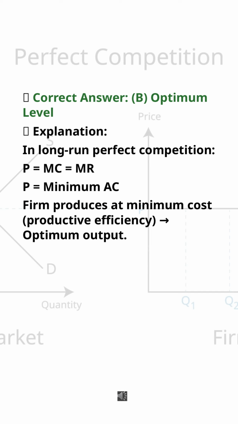In the context of long-run perfect competition, the key concept here is the optimum level of output. It's the point where the firm is perfectly balancing production costs and revenue, ensuring efficiency. So to sum up, the correct answer here is that the firm operates at this optimum level, where all these conditions, cost minimization and equalization of P, MC, and MR, are met, leading to productive efficiency in the long run.